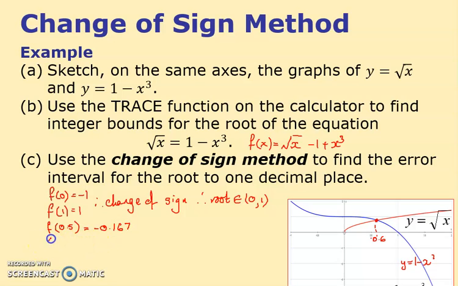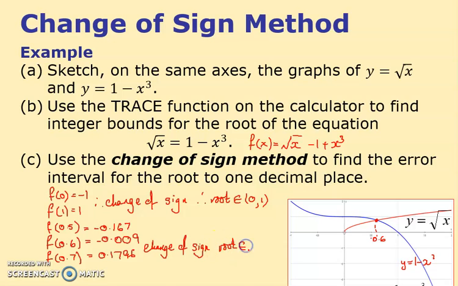0.167. f of 0.6 looks a really, really small answer, actually. It says minus 9 times 10 to the minus 3. That's minus 0.009. So actually f of 0.7 is the interesting one, because that's when it becomes positive, 0.1796. So between these two there's a change of sign. And therefore to 1dp I think my root belongs to 0.6 to 0.7.